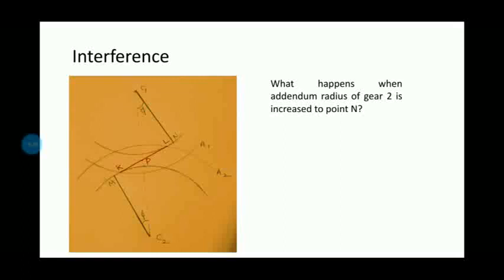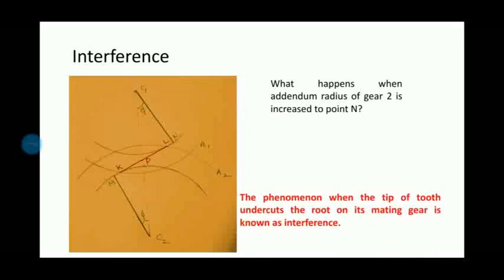It is simple. In usual cases the addendum does not reach the base circle, that means it does not reach the root of the tooth profile, but when it is increased to N, it will exactly reach the root of the profile. When it goes beyond N, it goes inside the profile, that means it undercuts the profile. That should be avoided, and that is called interference between gears. Okay, so read: tip of tooth undercuts the root on its mating gear is known as interference.